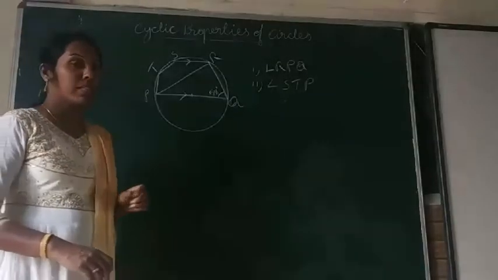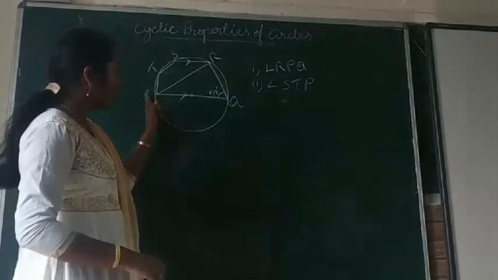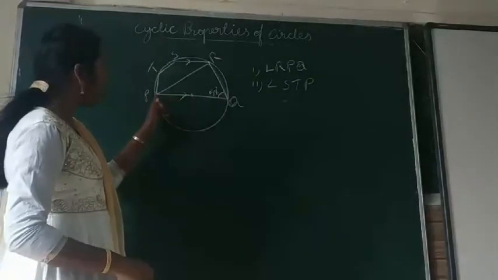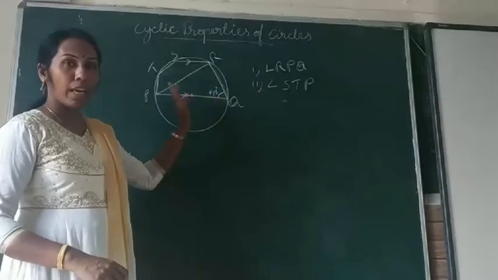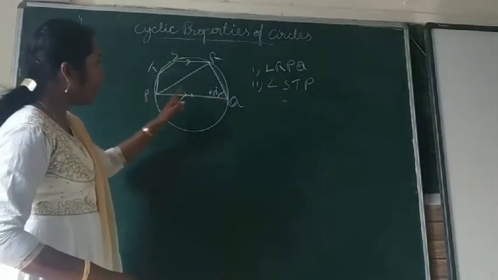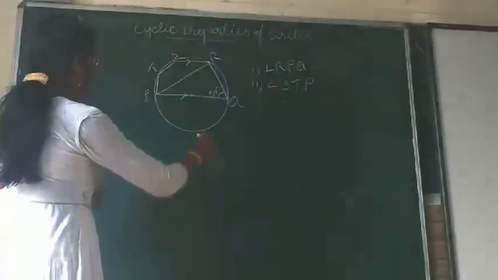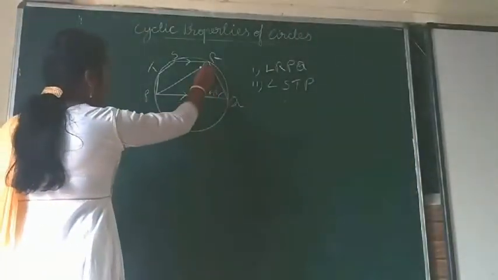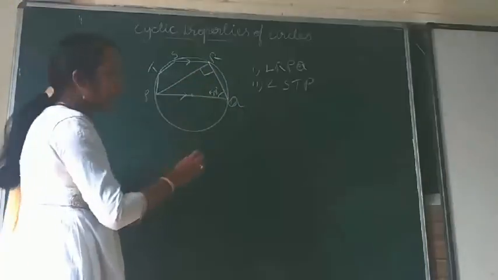Now question number 7. A circle with diameter PQ and angle PQR is given 58 degree. We have to find out angle RPQ and angle STP. Now, we know that angle PRQ is 90 degree because it is angle in a semicircle.